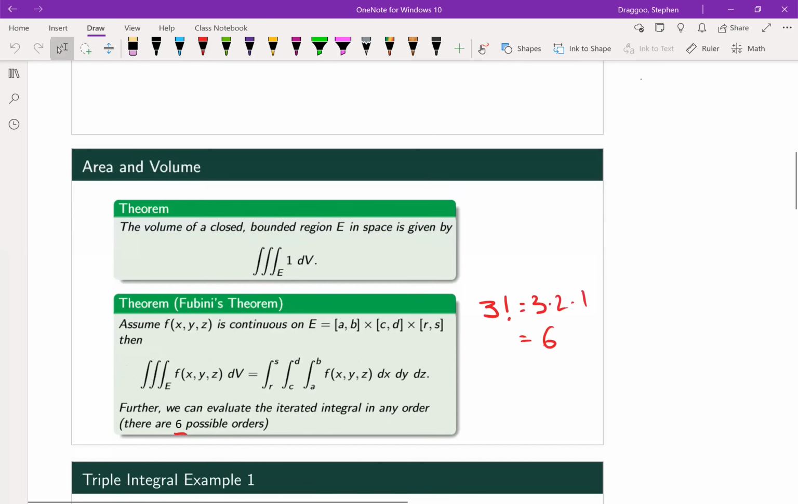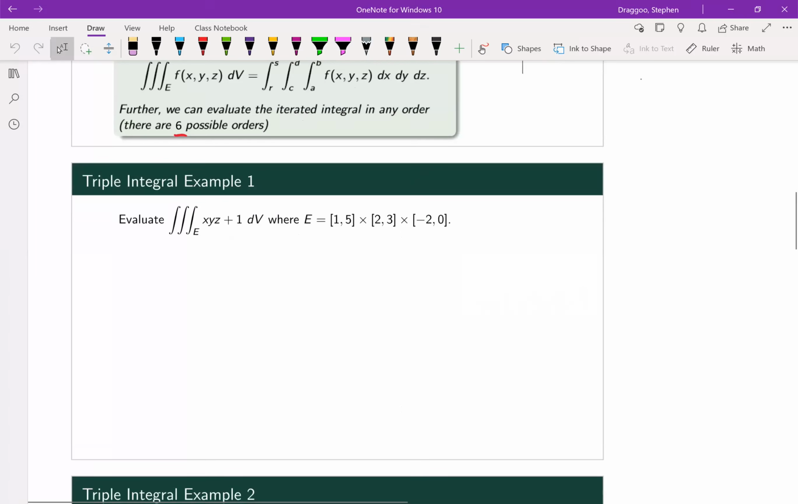But let's just take a look at an example. So evaluate the triple integral of xyz plus 1 dV, where E is the region given here. X goes from 1 to 5, y from 2 to 3, and z from -2 to 0. So x and y and z.